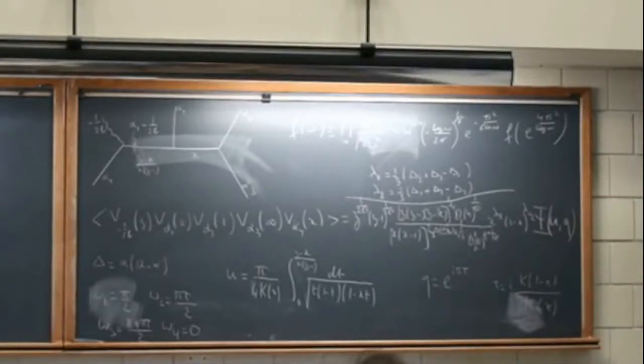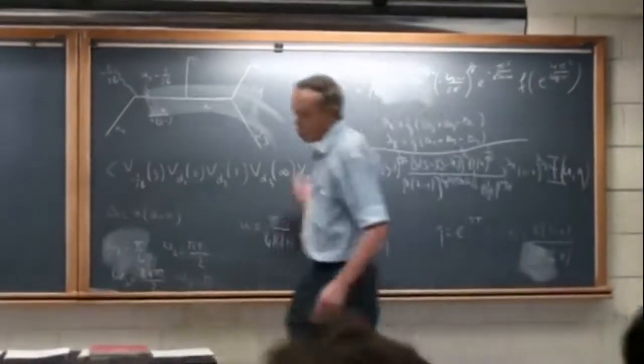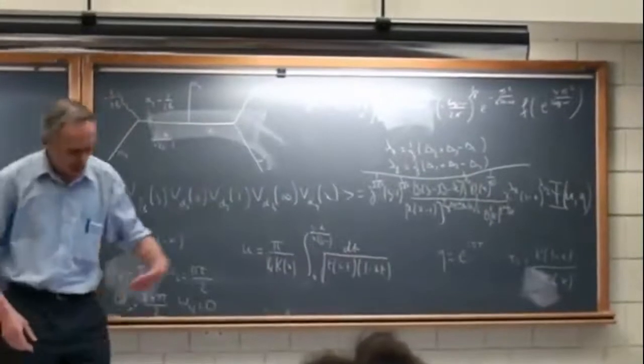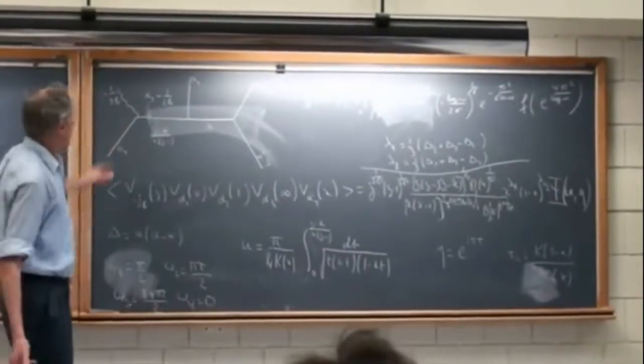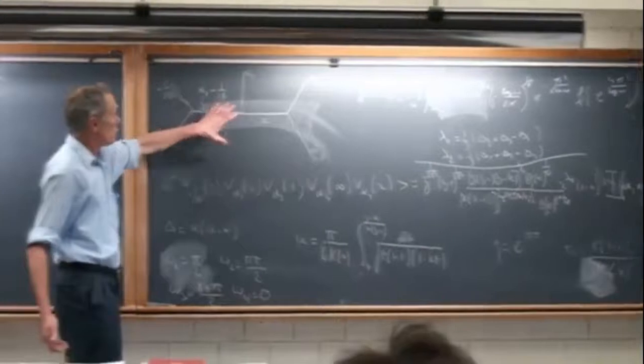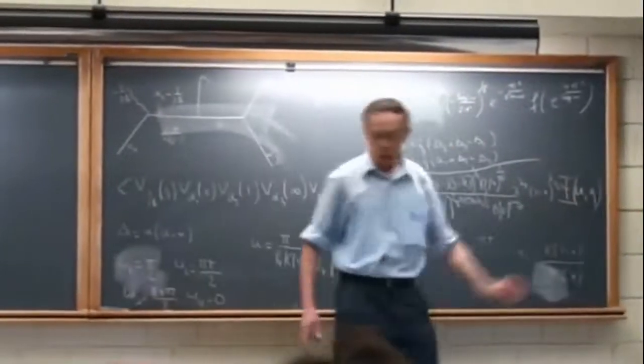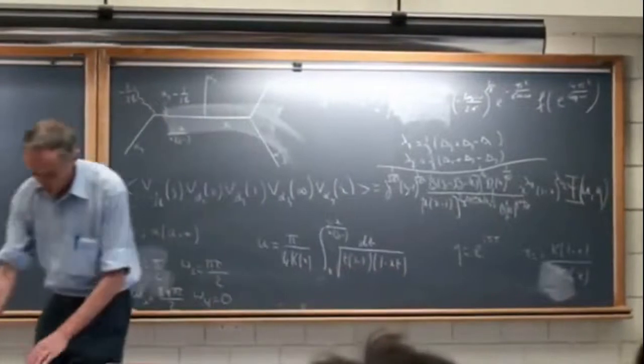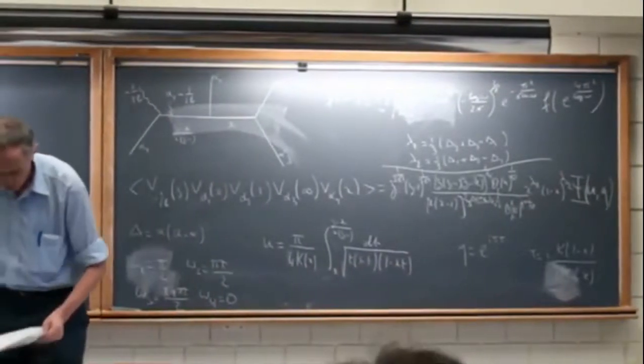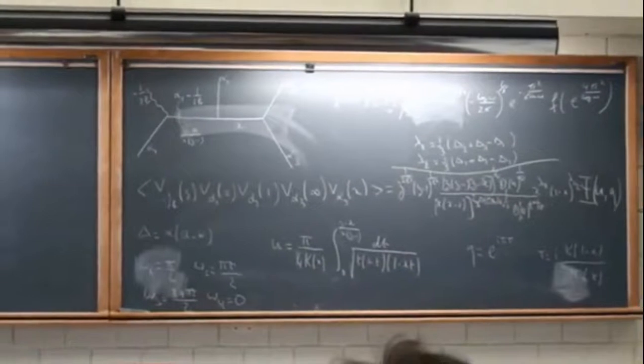suggested in 87. So this is the change of variable, and then you look at the second order partial differential equation which this animal satisfies. This translates into a second order partial differential equation for psi in u, which turns out to be very simple.